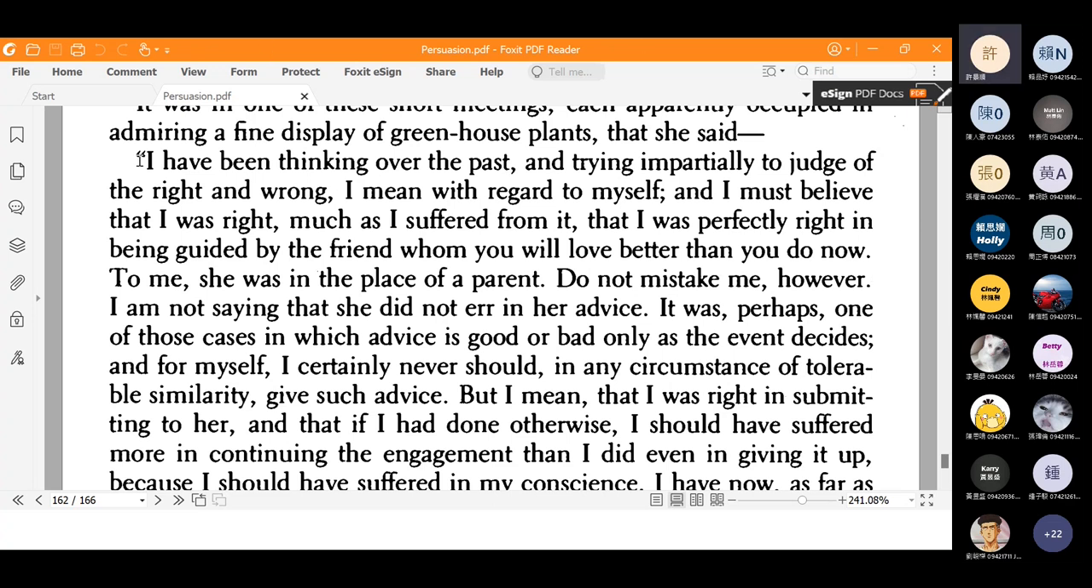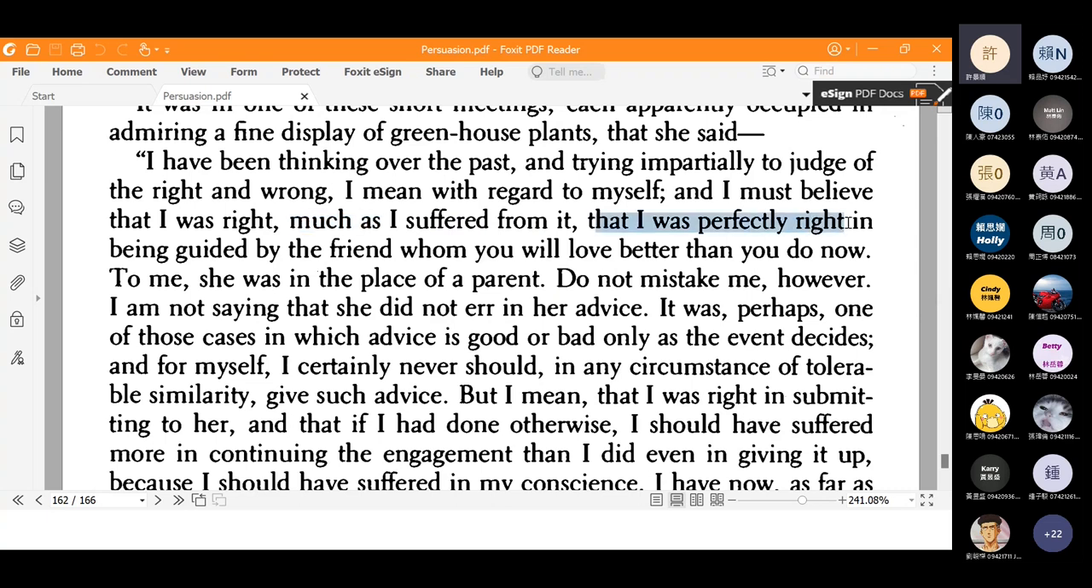And this is what Anne says. I have been thinking over the past and trying impartially, which means objectively, 客观的, to judge of the right and wrong. I mean, with regard to myself. 她在想她当时的行为是对还错。And I must believe that I was right, much as I suffered from it, much as here means even though. Even though I suffered, I still think I was right.